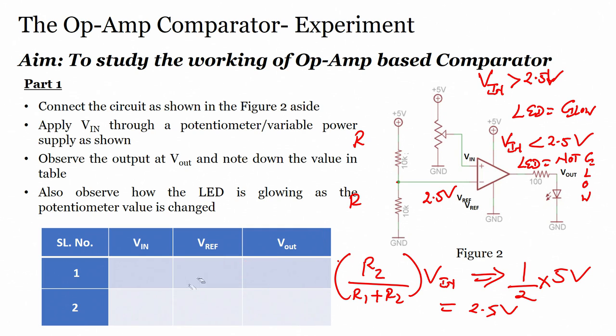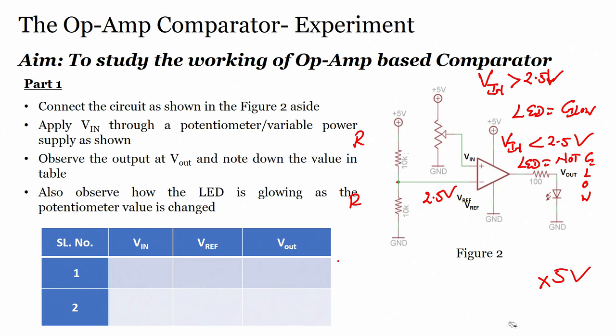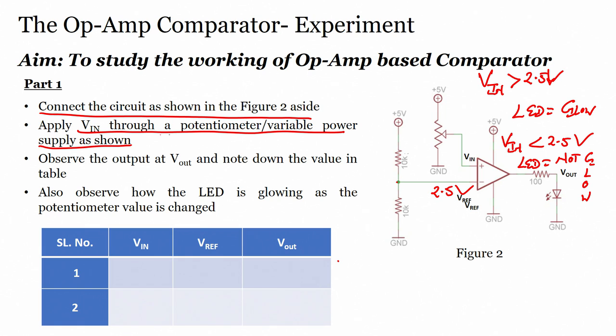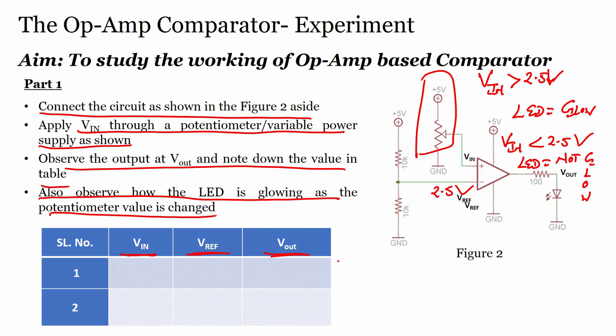Let us see. 2.5 volts. Connect the circuit as shown in figure 2. Okay, we will connect it. Apply V in through a potentiometer or variable power supply. Okay, through here we will apply V in. Observe V out and note down the value in table. So, we will apply V in, we have reference voltage, we will measure the V out, alright, and also observe how the LED is glowing as the potentiometer value is changed.